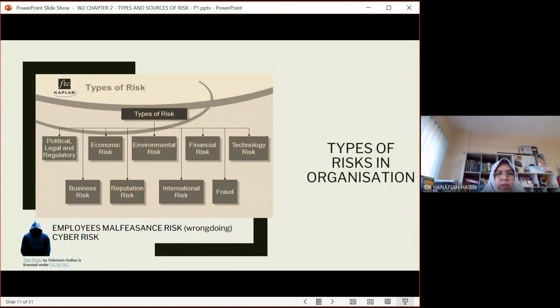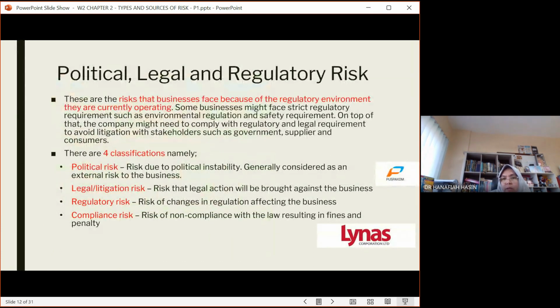Now we look at a few types of risk in the organization. We have political, legal, regulatory, economic, environmental risk, financial risk, technological risk, business risk, reputation risk, international risk, and fraud. Before I explain, I think you already have ideas about this. It is not too difficult. So let us look at this. The first risk here is political, legal, and regulatory risk.